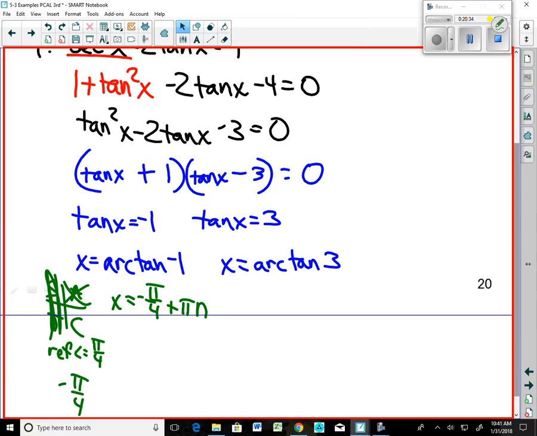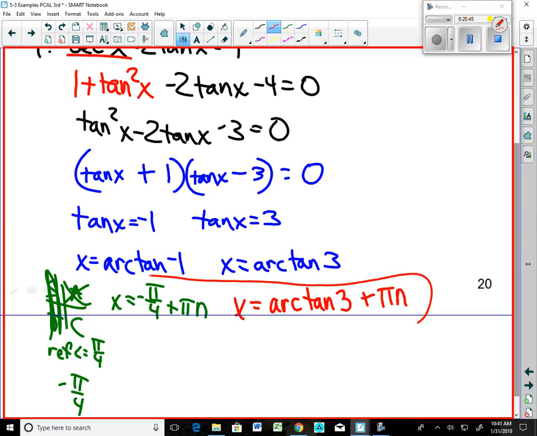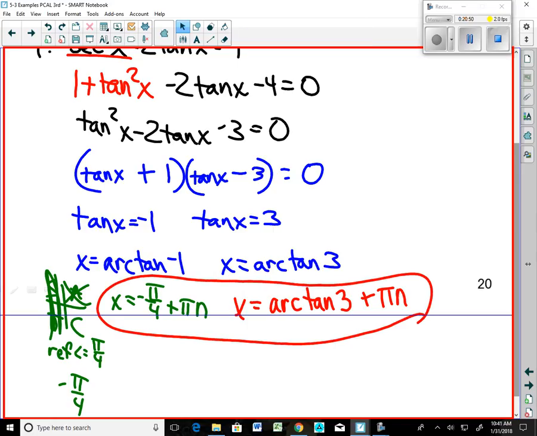And then this other one, which is not on our table, we're going to say x equals the arc tangent of 3 and then plus pi n. So in this case, we'll leave it like that. If it's not on our table of values, we'll just leave it as is for that kind of problem.